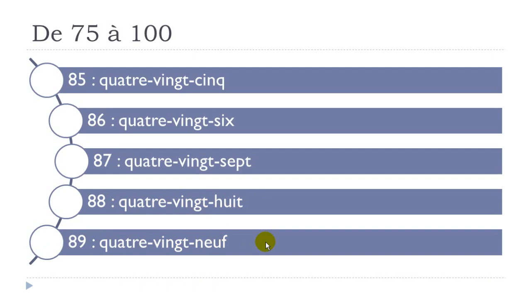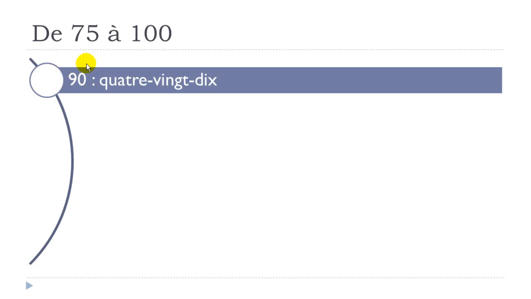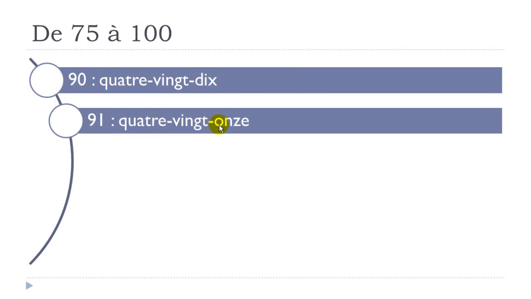And now for 90, well, basically it would be the same thing as we had for 70. So you will take this 80, and then you will add the numbers from 10 to 19 after. So 90, and then 91. So remember, 80, and then 11.